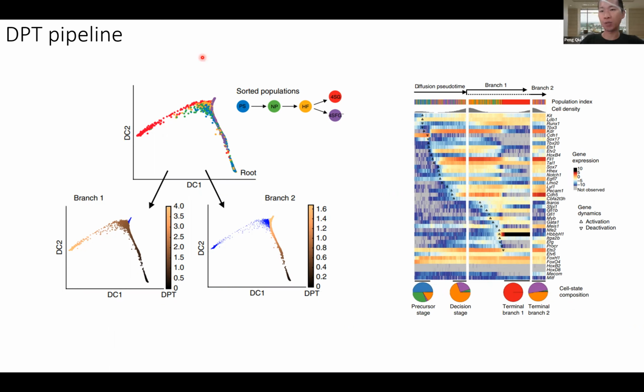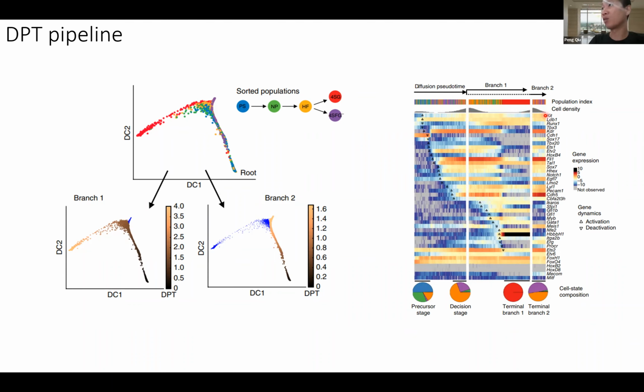So here is the data presented in the DPT paper. They have a visualization they call a diffusion map that encourages the visualization to show trajectories. And here we see a trajectory that has 1, 2, and 3 major branches. After they order cells along these branches, they can show a heat map like this, where each column is a cell, and all these cells are ordered along one of the 3 branches. Then these are cells on the 2nd branch, and these are the cells on the 3rd branch.